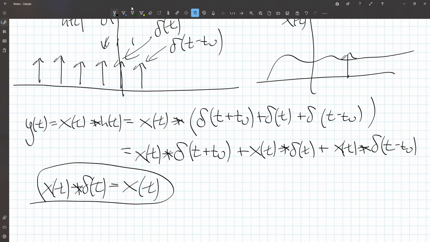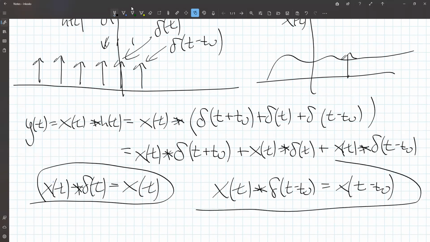And the other part of the sifting property, or the sampling property that I wrote, is the same in discrete time as it is in continuous time, and same for this one. We could replace t's with n's and we don't lose anything. So don't worry about that. And then x of t convolved with delta of t minus t naught is equal to x of t minus t naught. And this is important.